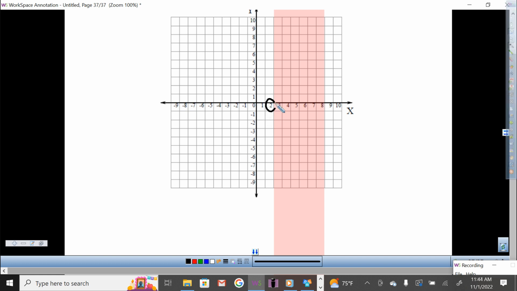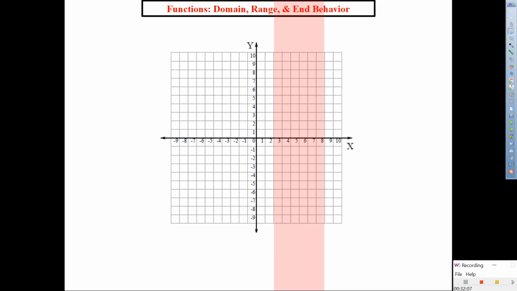From 2 to what? To 8. Hands if you highlighted from 2 to 8. Yeah, okay. All right. Switch to another little coordinate plane, and I want you to highlight the following.